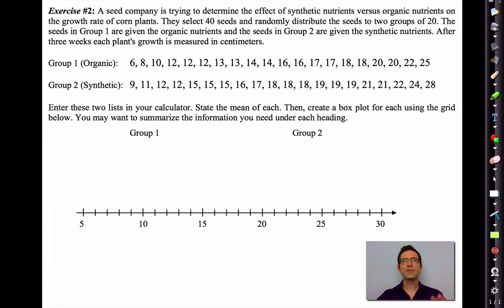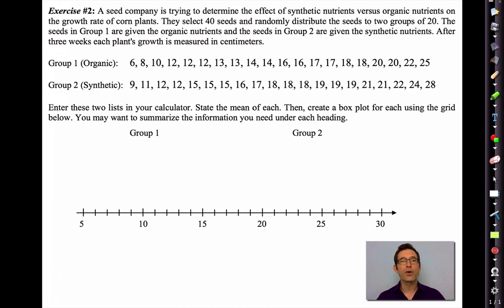All right, we're going to be sticking with one large example for the rest of the lesson. Okay, we've got a seed company and it's trying to determine the effect of synthetic nutrients versus organic nutrients on the growth rate of corn plants. Everybody likes buying stuff that says organic, but there's a reason why certain things aren't organic. All right. So they select 40 seeds at random, and they randomly distribute them. Remember, this is randomization. So 20 go to one group and 20 go to another group.